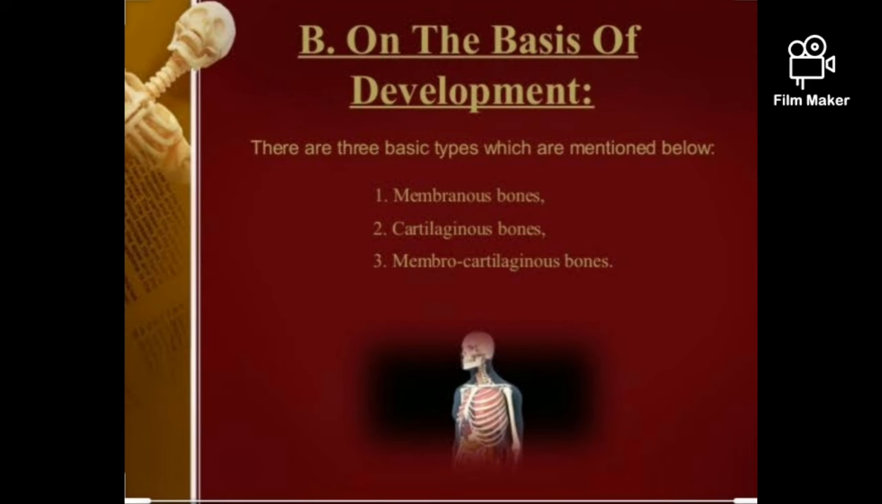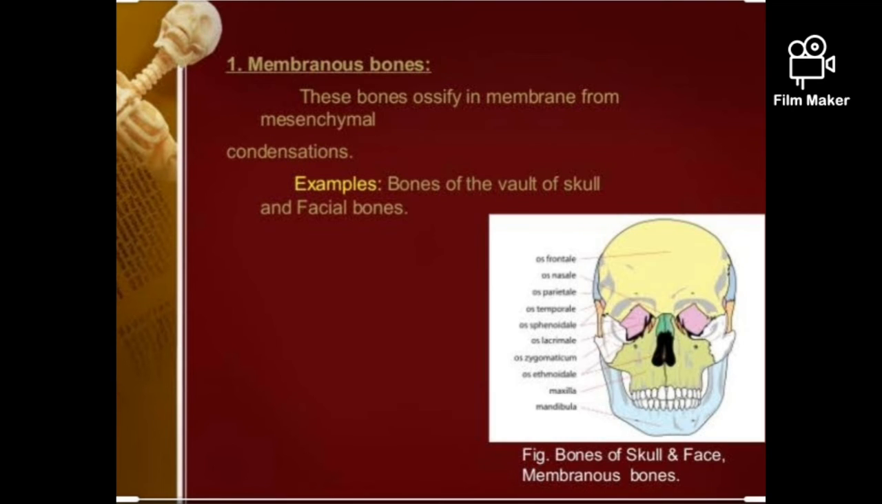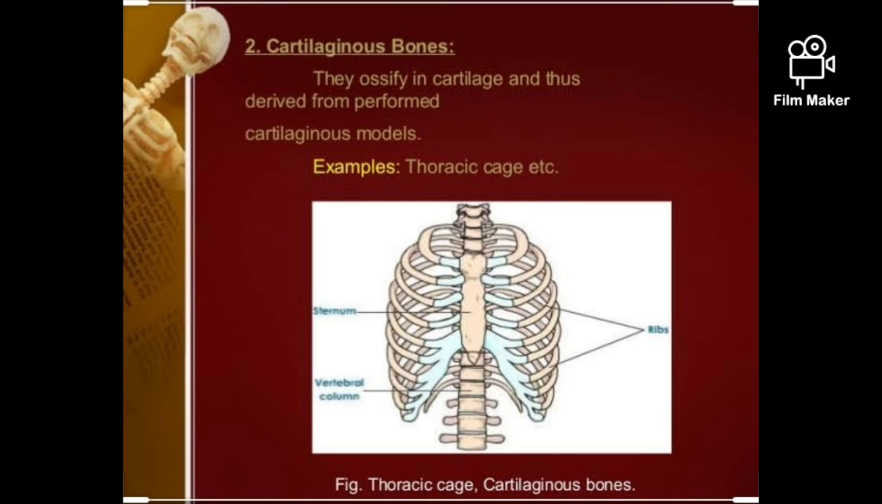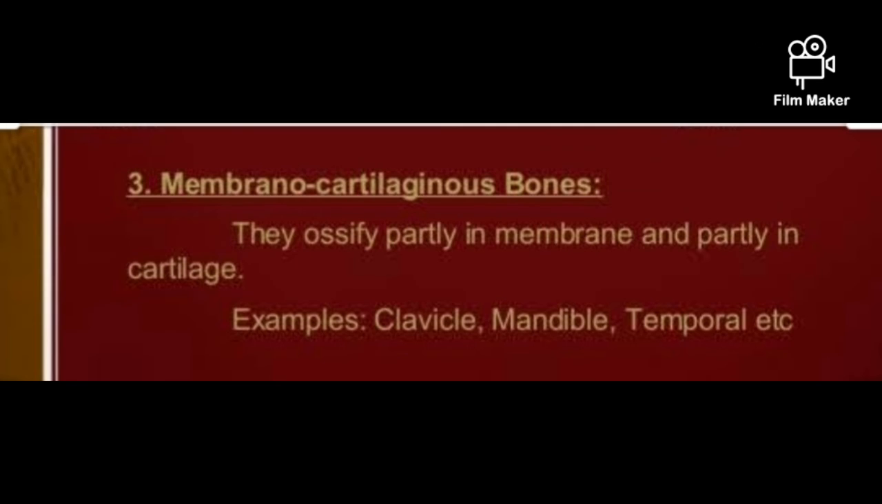According to the developmental classification, bones can be divided into three types. Number one is membrane, or you can say dermal bones, which ossify in the membrane, and they are derived from mesenchymal condensations, like the bones of the vault of the skull and the facial bones. Then the cartilaginous bones ossify in cartilage and are derived from a cartilaginous model, like the bones of the limbs, vertebral column, or the thoracic cage. Then we have the membranocartilaginous bones ossifying partially in membrane and partially in cartilage, that is the clavicle, mandible, occipital, temporal, and sphenoid.